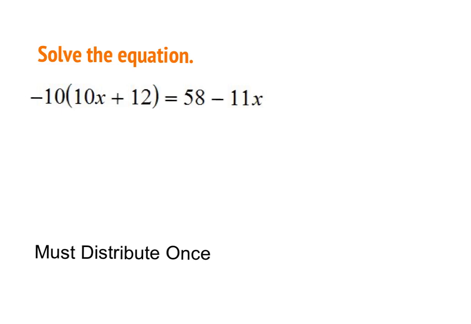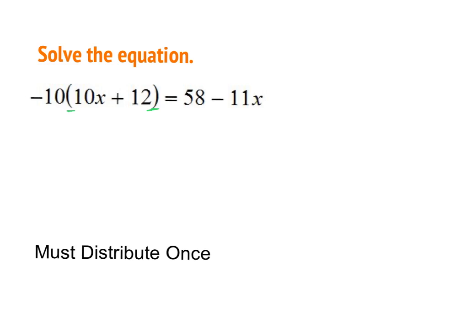The first thing I want to do is make sure that my equation is as simplified as possible, meaning did I distribute everything and did I combine like terms? So first I'm going to see, do I need to distribute? Because I have parentheses and then a number in front of these parentheses, I must first distribute.